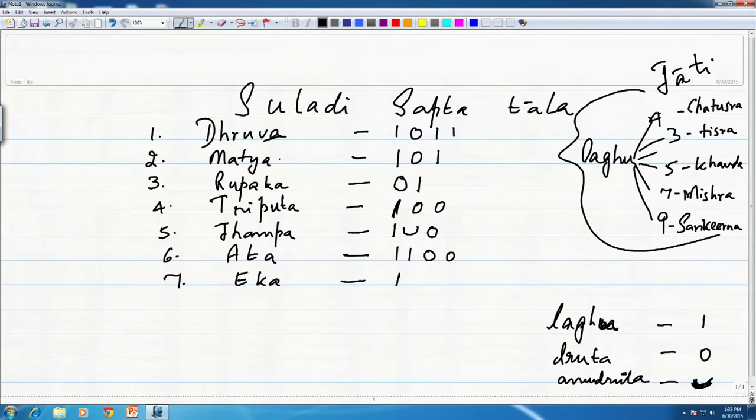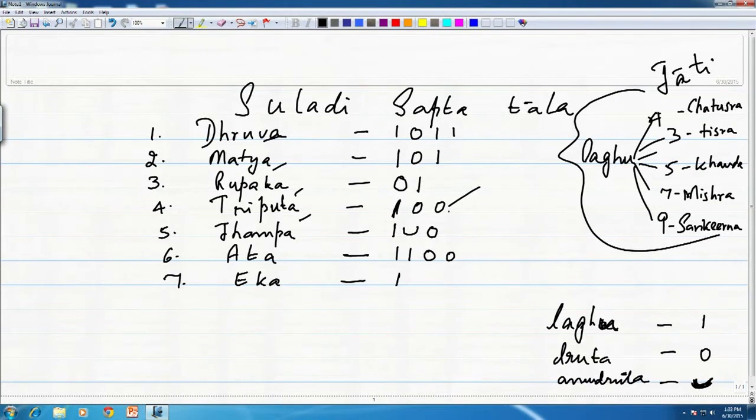These are the Jatis. And each of these Suladi Sapta Talas, Dhruva, Matya, Rupaka, etc., each of them can be combined with any of these Jatis. So again, to take Triputa Tala, as I just mentioned, we can have Chatushra Jati Triputa Tala or Tishra Jati Triputa Tala or Khanda Jati Triputa Tala, etc.